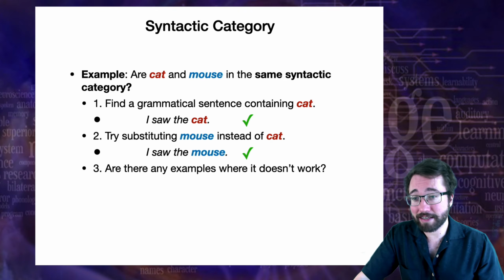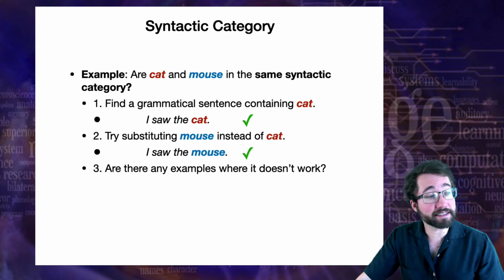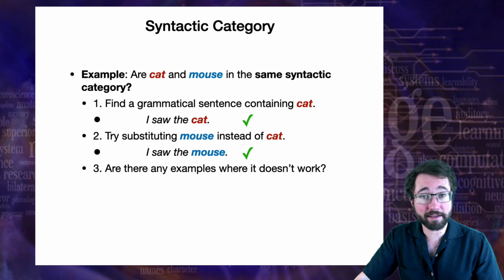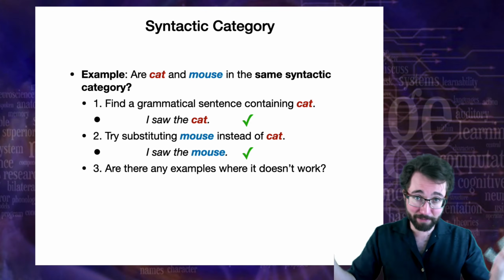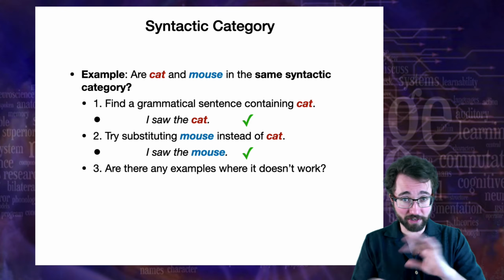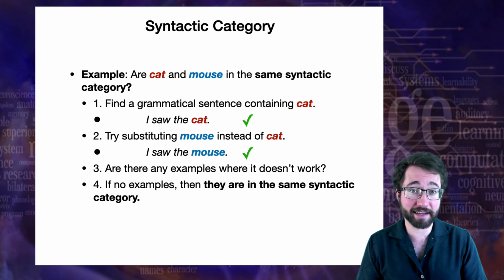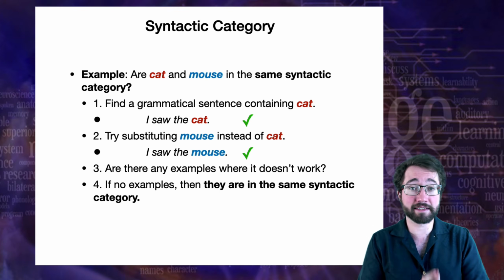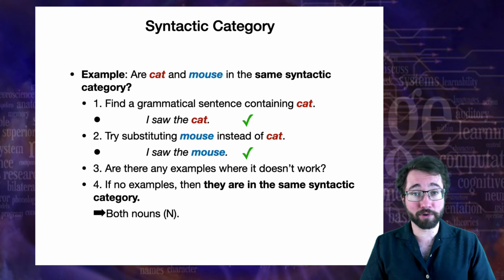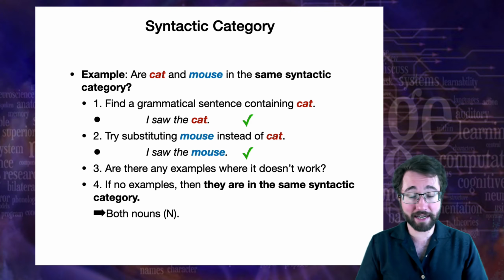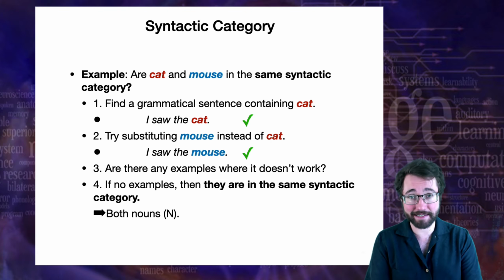So we have something like the cat meowed, and we can drop in mouse and get the mouse meowed, and it's nonsensical, but it's grammatical. Let's see, we could have the cat is cute, drop in mouse, we get the mouse is cute. Pretty much you're going to find that these words are interchangeable, so they're in the same syntactic category. When you substitute one for the other, the sentence remains grammatical. They're both nouns. And the abbreviation we use for the syntactic category of nouns is N. So these are both N's.